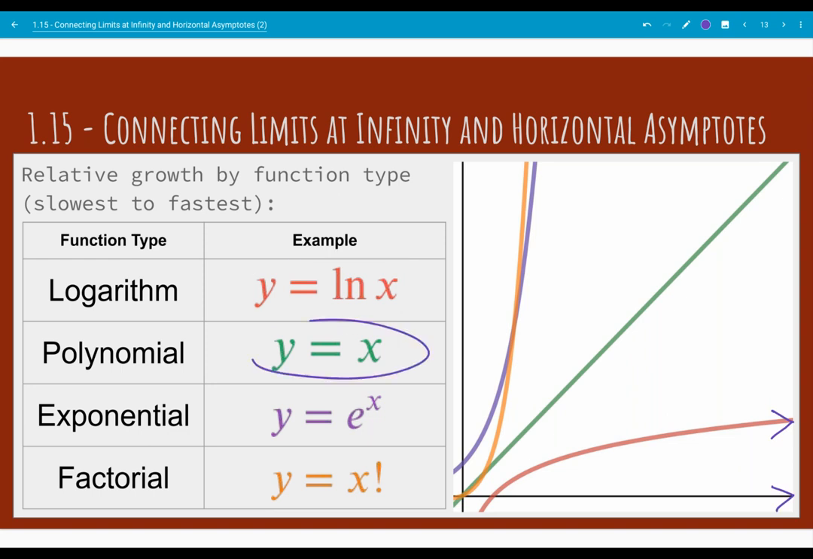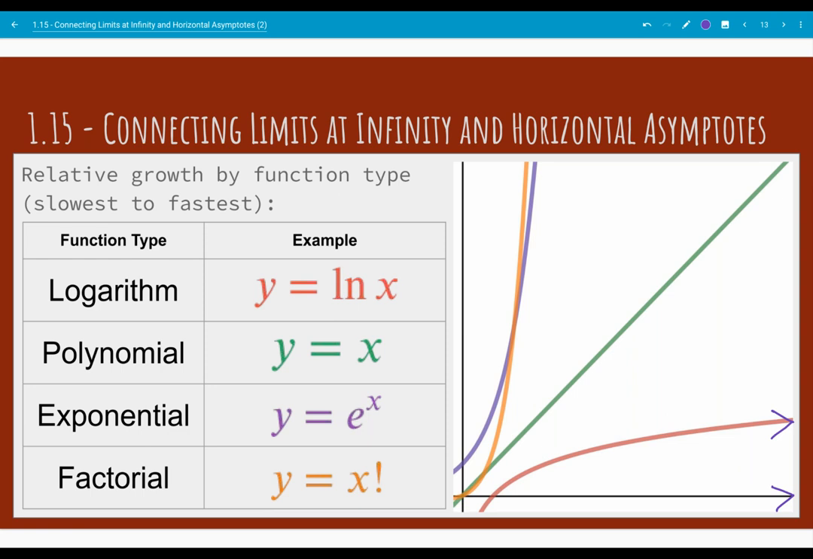The polynomial that I used right here is just the line y equals x. That is a polynomial. Even if we had x squared or x cubed or x to the 20th power, the polynomial is actually going to grow slower than the exponential function in the long run. So even if we had a polynomial that looks like this, maybe an x squared, it's still going to end up below the exponential and the factorial. Then we have exponential functions, and then we have factorials.